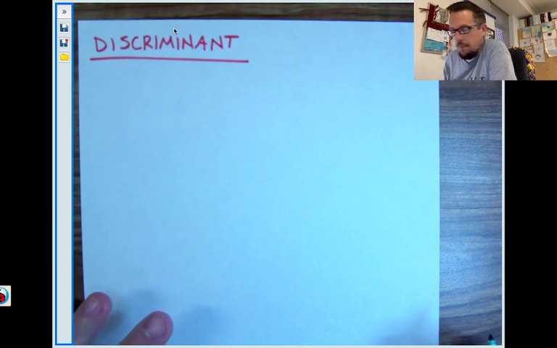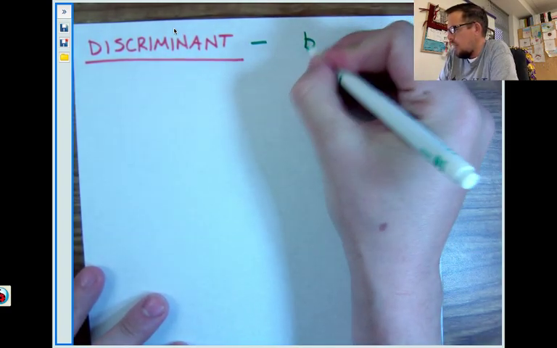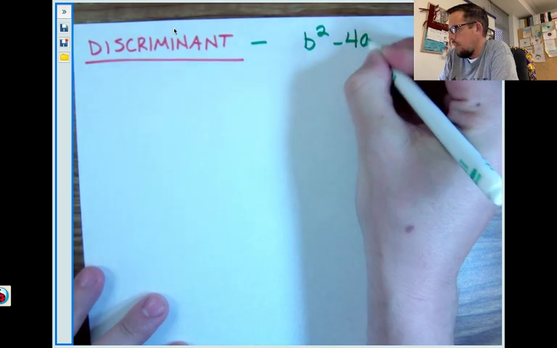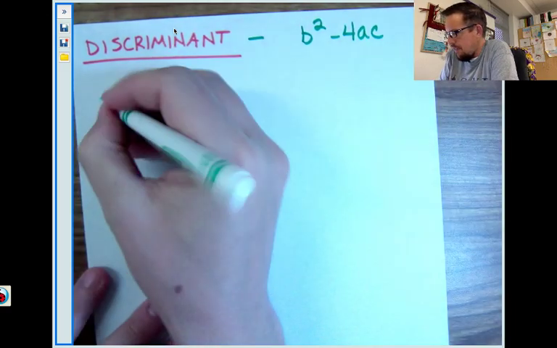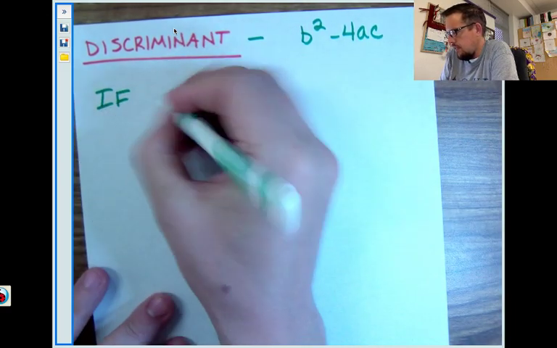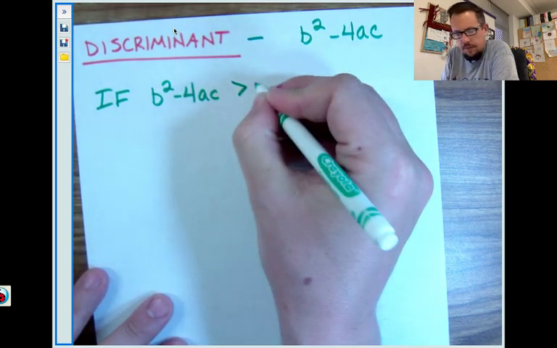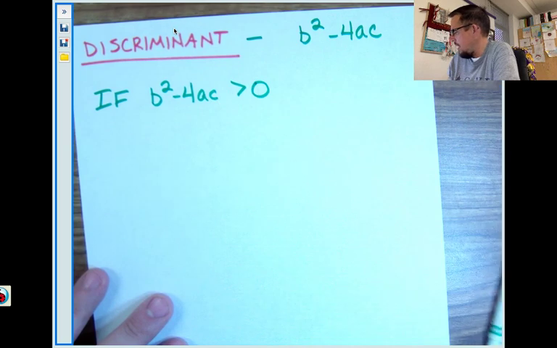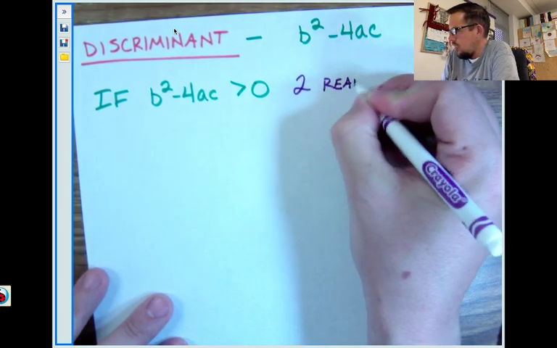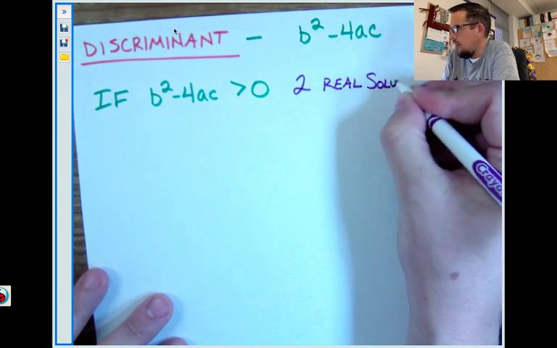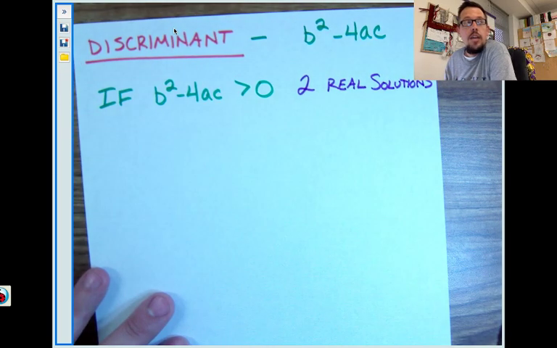So there are 3 possibilities. Well, first of all, let's talk about what the discriminant is. The discriminant is the b squared minus 4ac, the part that's inside the square root. If the discriminant is positive, if b squared minus 4ac is a positive number, that tells me we will have 2 real solutions. We will have 2 numbers, and neither one of those numbers will have an i in it.